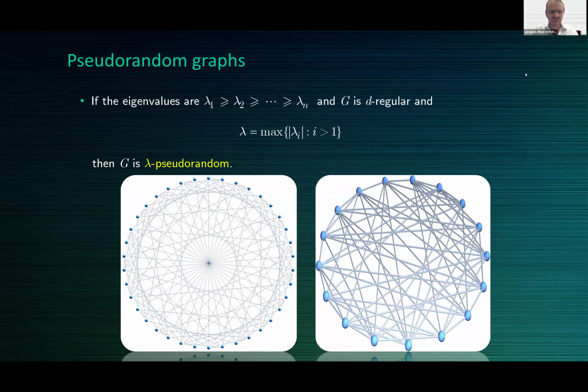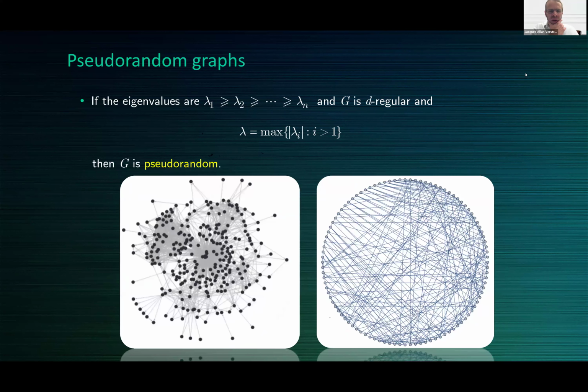So there's two examples. Of course, the one on the left is some nice algebraic construction. The one on the right is just some random construction. But both of them are lambda pseudo-random, whereas, okay, so the one on the right, I won't say much about the one on the left, but the one on the right actually is not very pseudo-random.